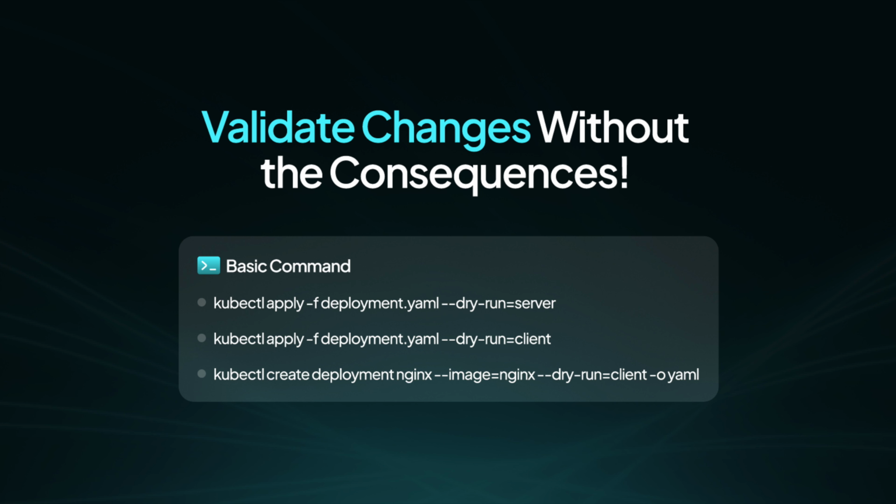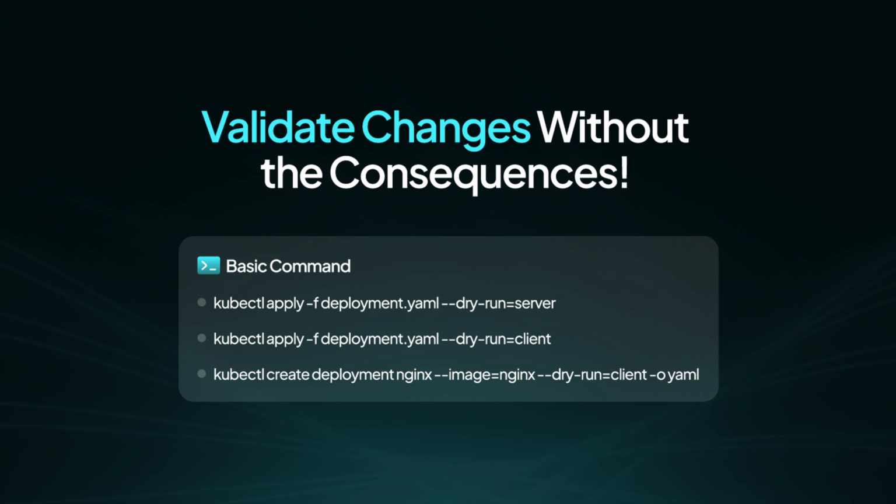The dry run flag allows you to simulate the application of a change without actually modifying any resources in your cluster. It's like a test run that tells you if your command would succeed and what changes it would make without actually committing them. This is incredibly valuable for debugging and ensuring correctness. Let's look at some basic commands using dry run.